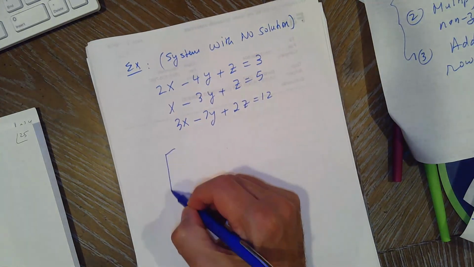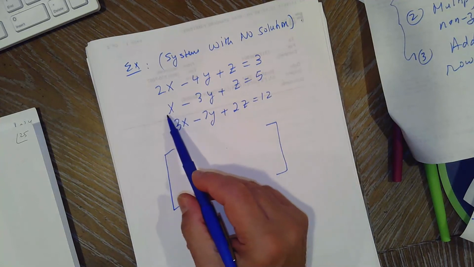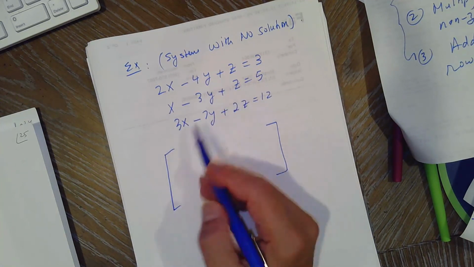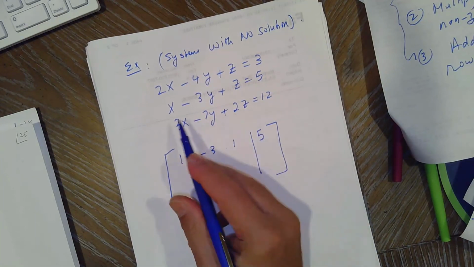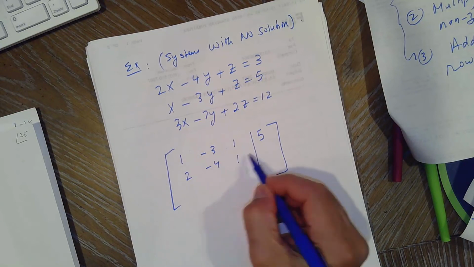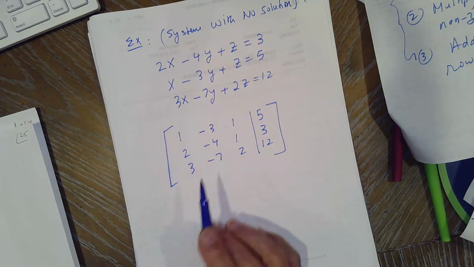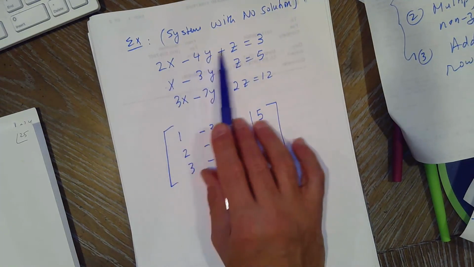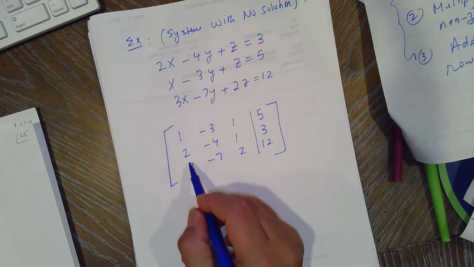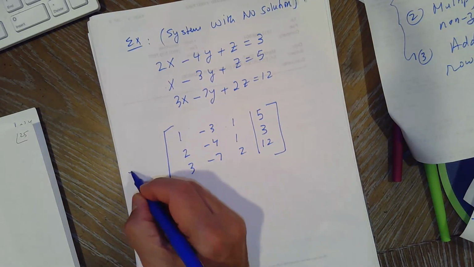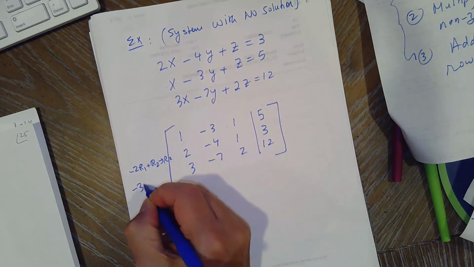So we're going to write the augmented matrix. To save me the headache, I'm going to do the second equation as the first row. That way I would have my 1 without having to swap it. And then 2, negative 4, 1, 3, and then 3, negative 7, 2, 12. I just save a step. We got the 1, and we're going to get these to be zeros. So negative 2 R1 plus R2, and then negative 3 R1 plus R3.